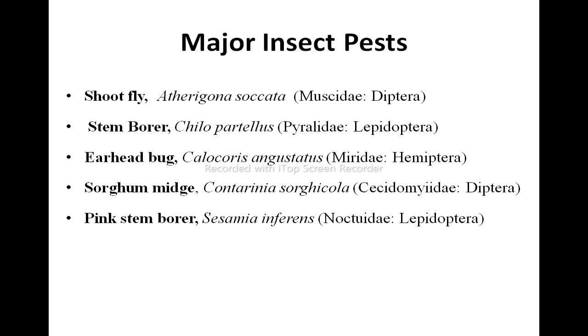Now here I will discuss only the major insect pests of sorghum. First, soot fly, stem borer, earhead bug, sorghum midge, and the last one is pink stem borer. These major insect pests I will discuss one by one.